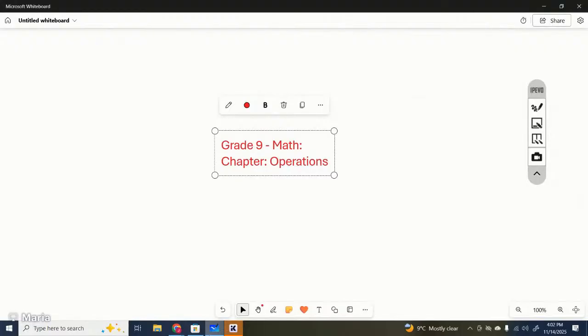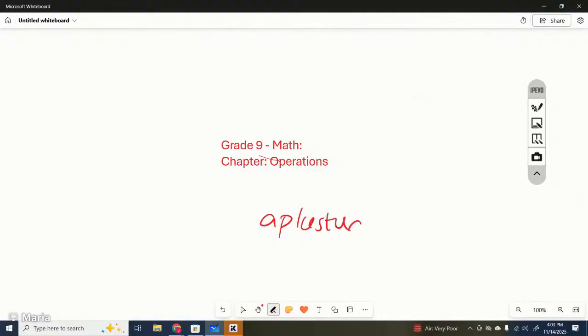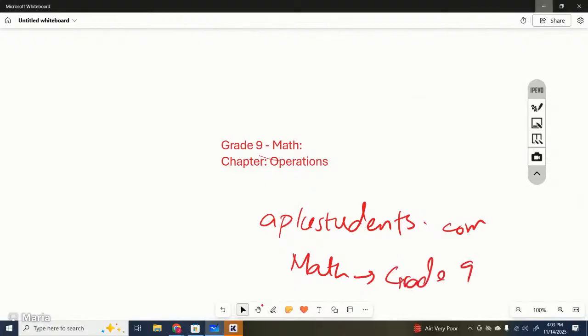We are here for grade 9 math. You can find all the lessons on aplusstudents.com. You have to log in there using your email address and the password provided by the administrator. Then select math from the subject tab, scroll down to grade 9 math, and click on view all lessons. There you can find the list of the chapters.